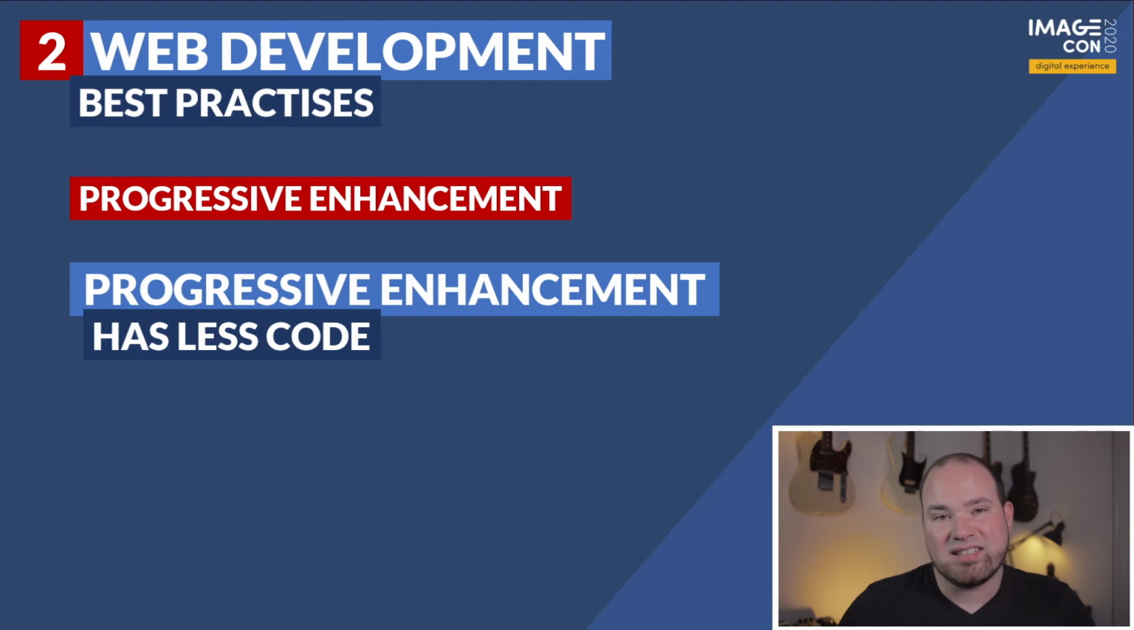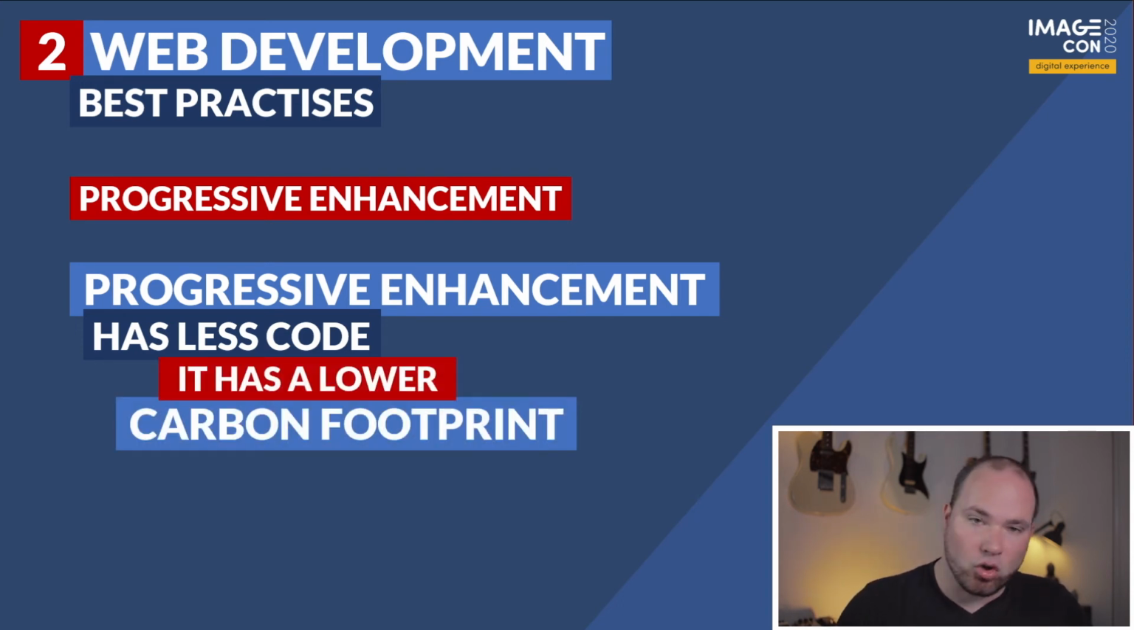So progressive enhancement has less code, which means less data over the wire, less data for the processor of your device to interpret, so less energy consumption. So lower carbon footprint. Use this to build your website.